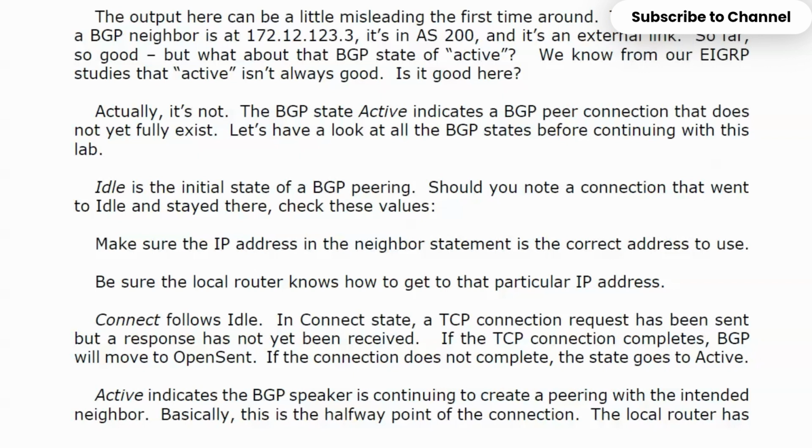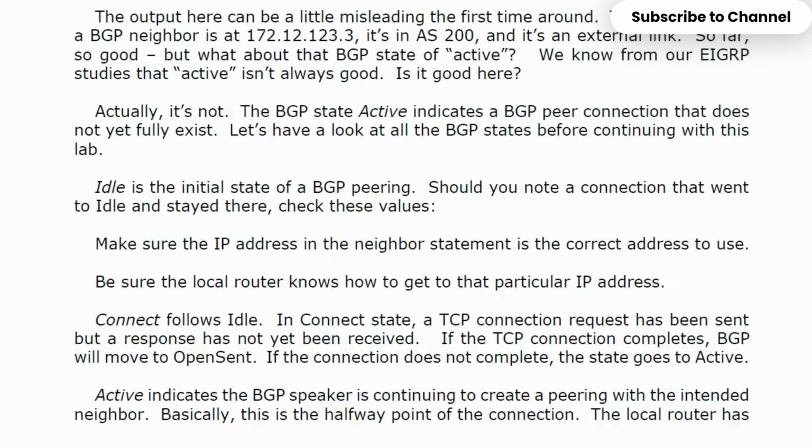Now, connect follows idle. In connect state, a TCP connection request has been sent, but a response has not yet been received. If the TCP connection completes, BGP will move to what we call open sent. If the connection does not complete, the state goes to active, and that's where we are right now. You'll only see connect if you happen to run show IP BGP neighbor at the right time. It's not going to stay in connect state. It might go to idle and stay there for the reasons we talked about, and it might go to active and stay there because we're seeing that right now.